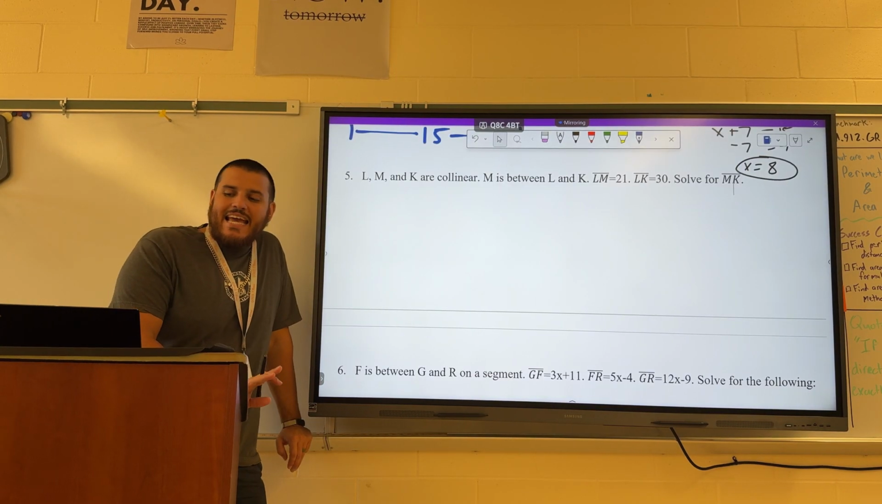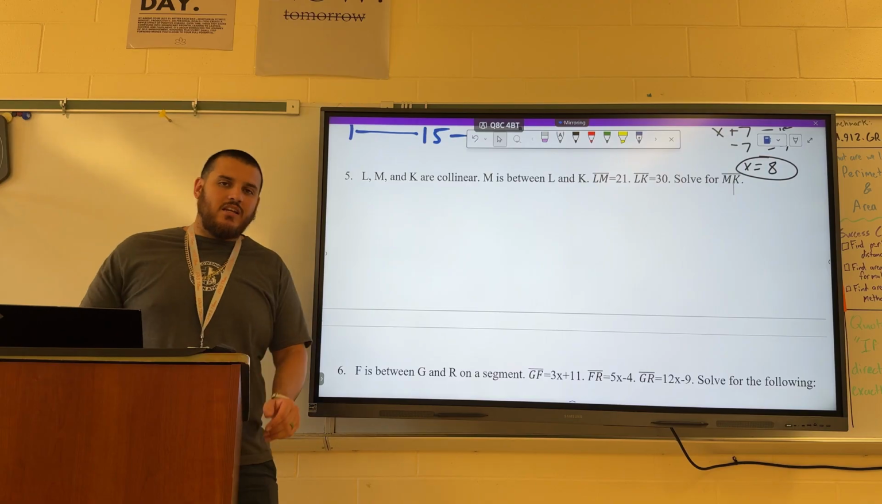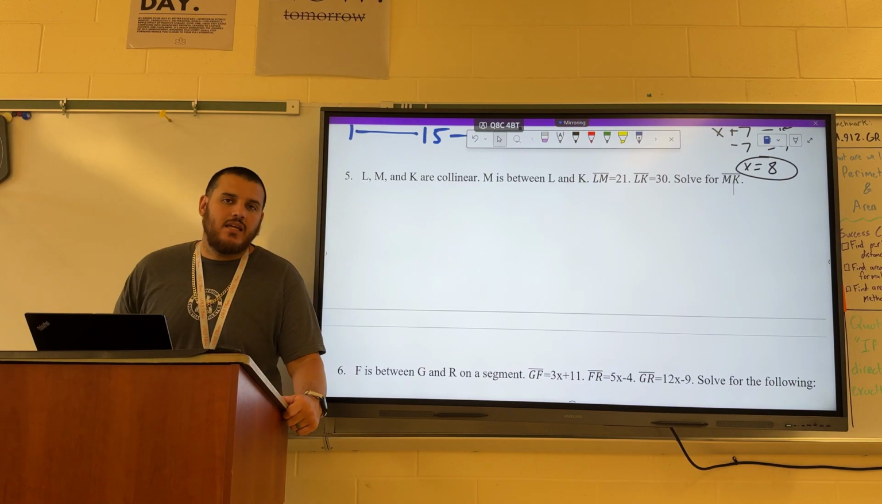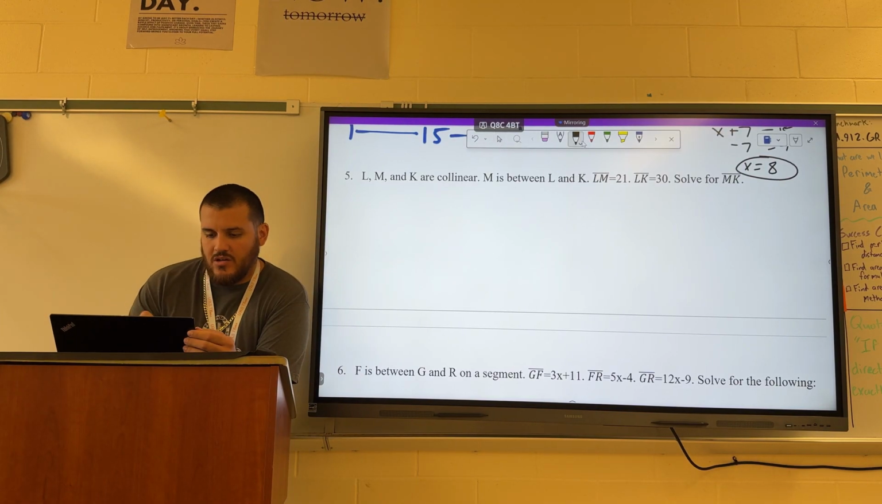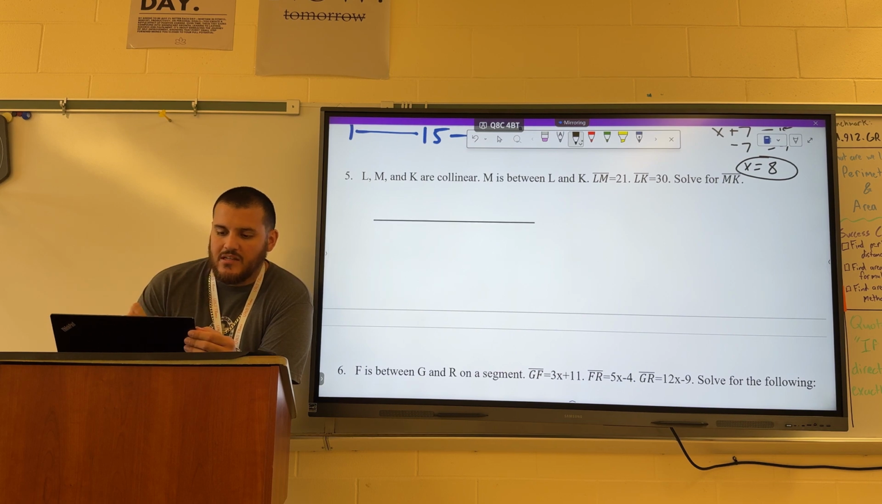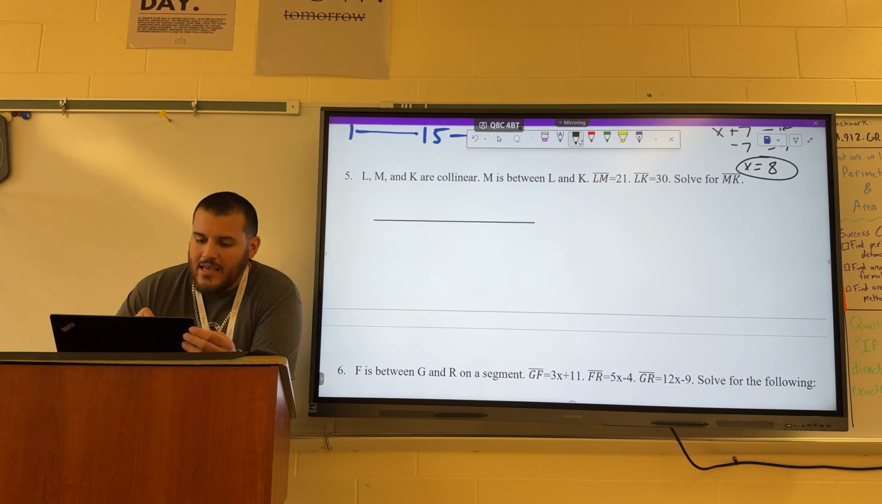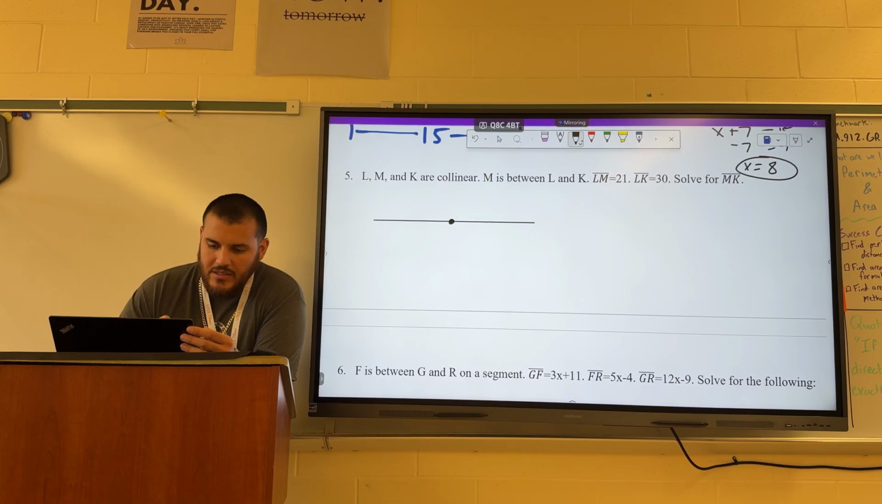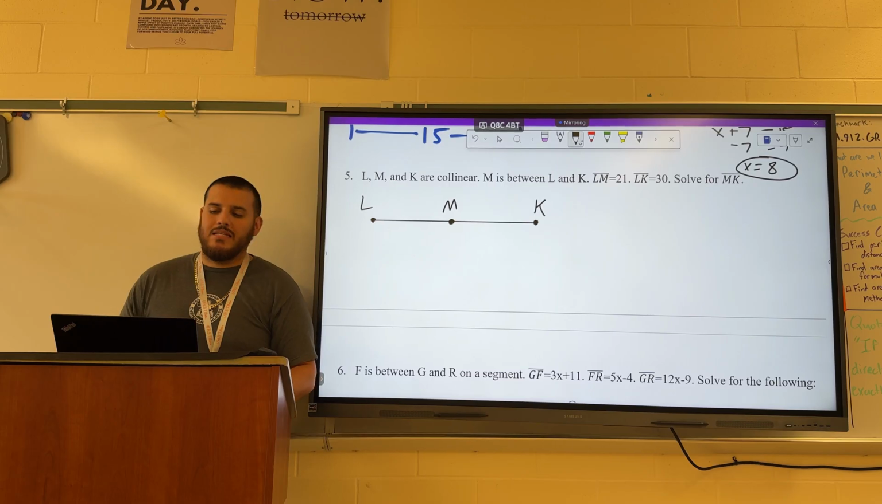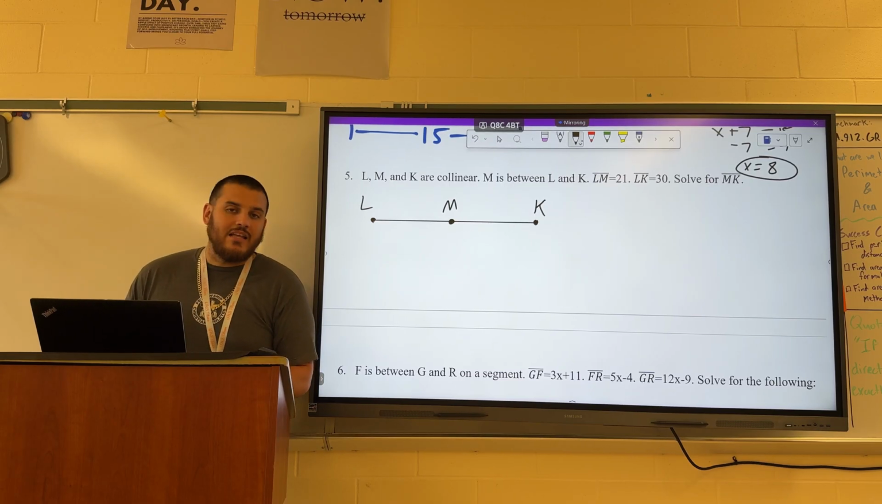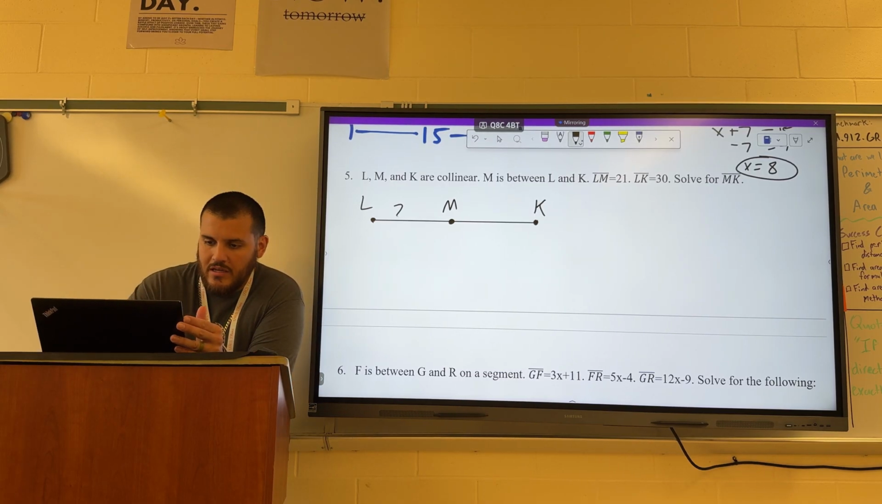Question 5 tells us that L, M, and K are collinear and that M is between L and K. Let's make sure that we can draw that. Remember, collinear means on the same line. It says M is between, so I can just put that somewhere in the middle here, between L and K. So M is between, it's in the middle, L and K are at the other ends, so this would be the figure described in this question. We're told that LM is 21, we could put that in our figure.